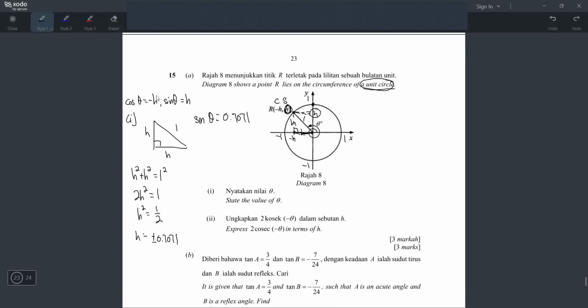Or maybe some students want to use this one to find theta. Can also. But if you want to use this, then make sure you write negative 0.7071, and then only you shift cos, right? But when you press shift cos, don't press negative. Don't press negative. The negative only indicates the quadrant. Okay? If you press negative, it will mess up your working, right? So don't press negative. The negative is just trying to tell you the 2nd and 3rd quadrant.